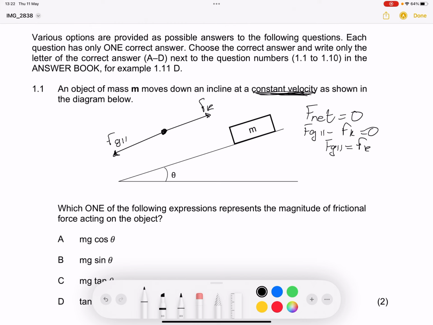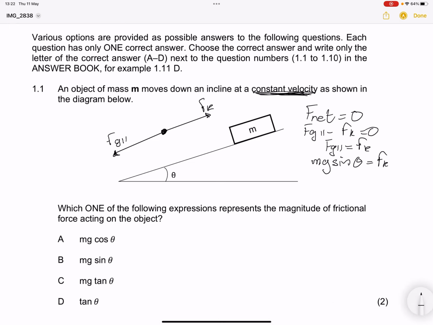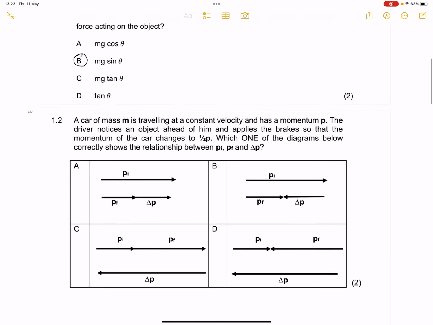And of course, I've said this more than enough times: remember that Fg parallel is mg sine theta, with theta being the angle of elevation. So they ask which one of the following expressions represents the magnitude of the frictional force acting on the object. For the frictional force, we would take mg sine theta. So B would be the correct answer. Let's go on to the next one.